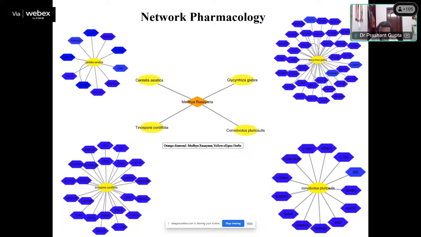Let me give you a few glimpses and some hypothetical situations why we need network pharmacology. Let's say one day Charak says, yes, these three things would be called Trikatu. These four things would be called Balachaturabhadra. These five things would be called Tran Panchmul.